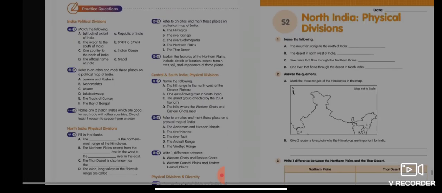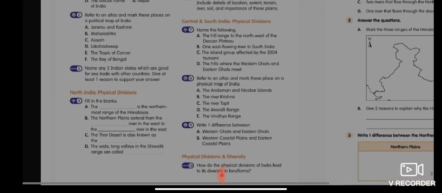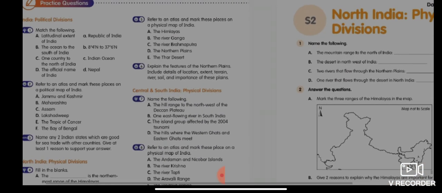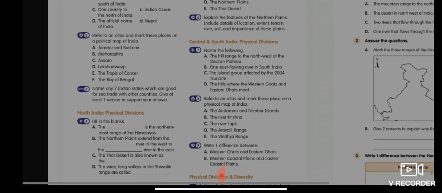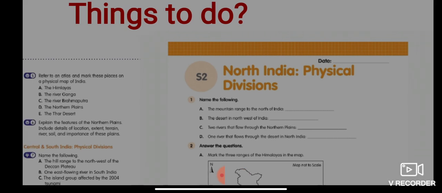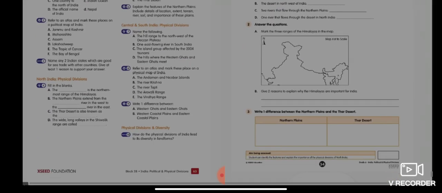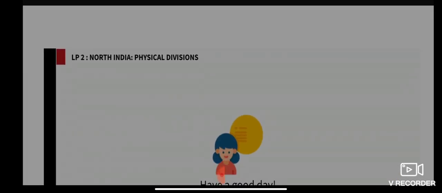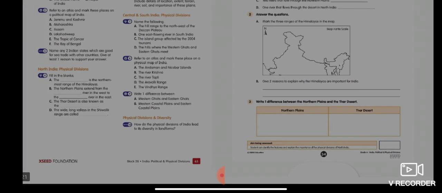Things to do for today: you have to complete practice questions 4, 5, and 6. Questions 4, 5, and 6 are your homework along with your worksheet S2. So that's it. All the best and have a good day.